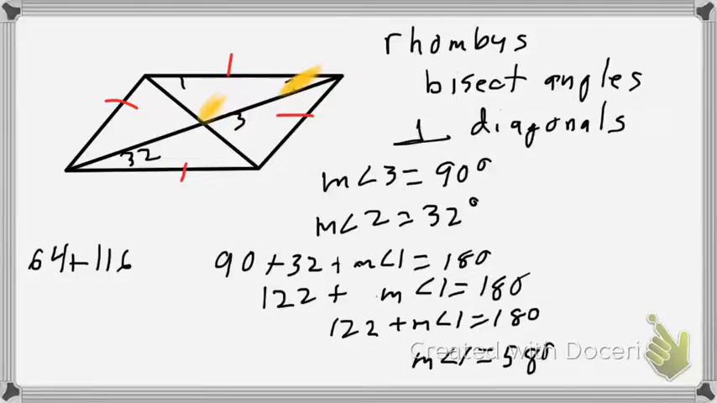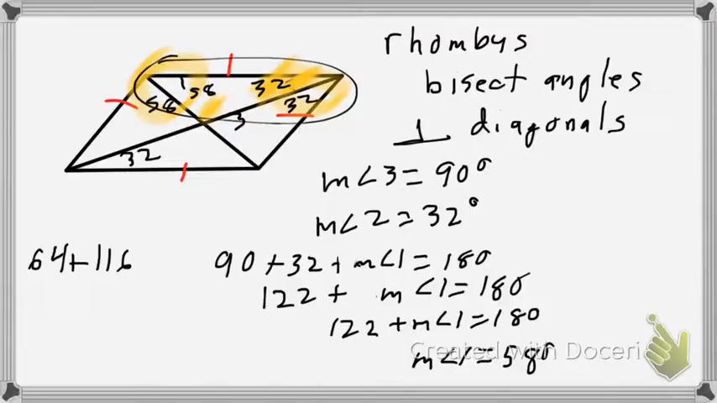Because if we double that angle and that angle right there, we get 64. That's 32 times 2. If this is 32, this is 32, rhombus, but cut opposite angles in half. So if this is 58, this also is 58. So if we add these together, those are two consecutive angles. They should be supplementary. 64 plus 116 gives us 180.